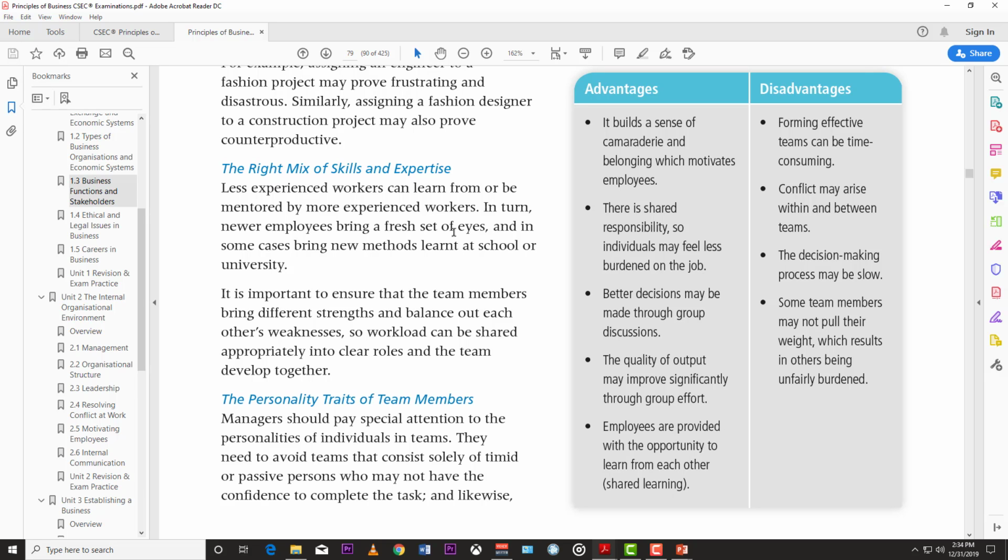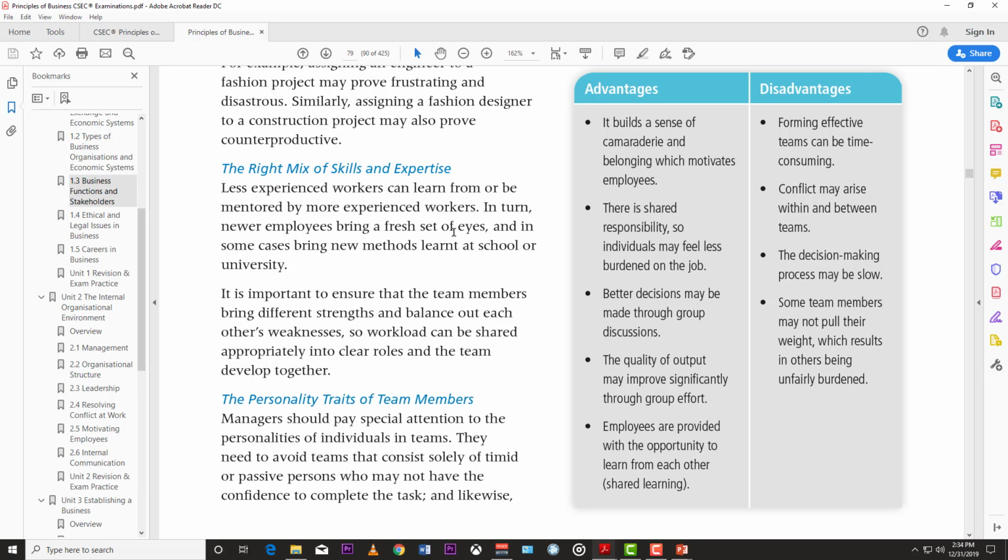Now look at the disadvantages of teamwork. 1, forming effective teams can be time consuming. Of course, anybody who studies in groups knows these things. When you go in a group, sometimes you kill time just talking about all kinds of things, and before you look, time gone.